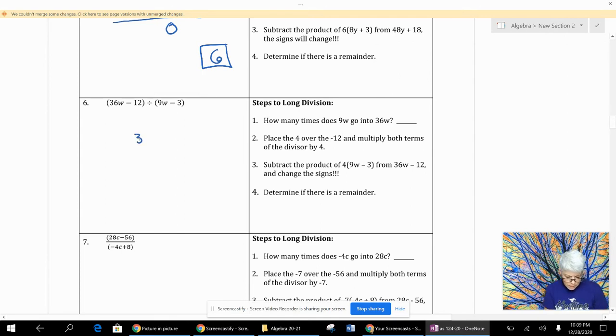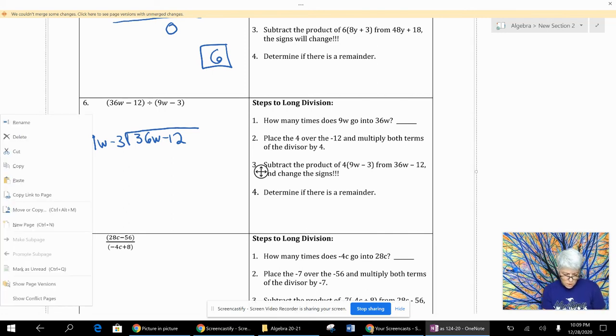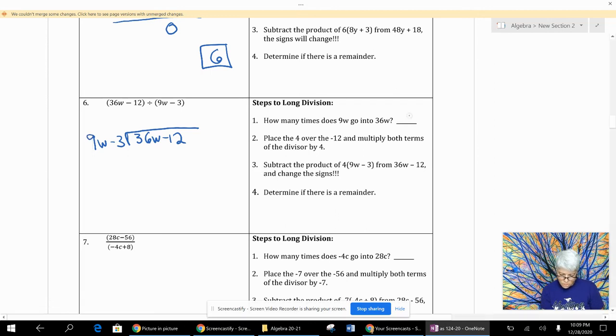All right, 36w minus 12. That goes in the box. 9w minus 3. Okay, now don't look at the whole thing. Just look at the two leading terms, the 9w and the 36w. That's all you need to look at. So 9w goes into 36w how many times? 4 times. Okay, so I'm going to put the 4 over the like term, which is the 12.